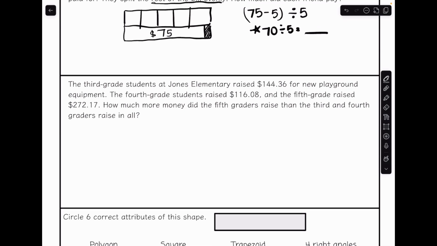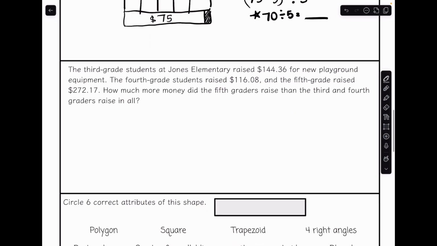All right, the 3rd grade students at Jones raised $144.36 for a new playground equipment. The 4th grade students raised $116.08, and the 5th grade students raised $272.70. How much more money did the 5th graders raise than the 3rd and 4th graders raise in all?